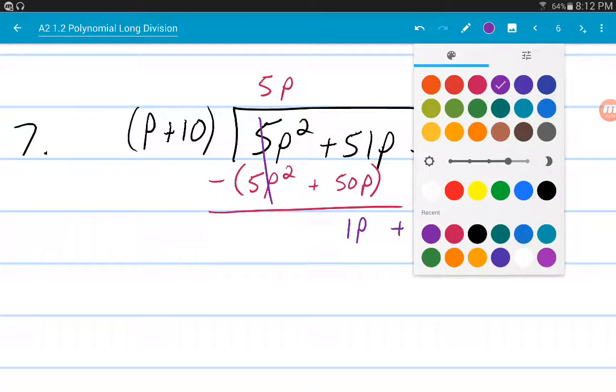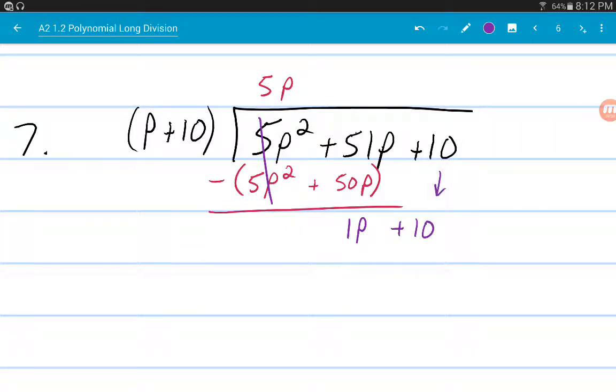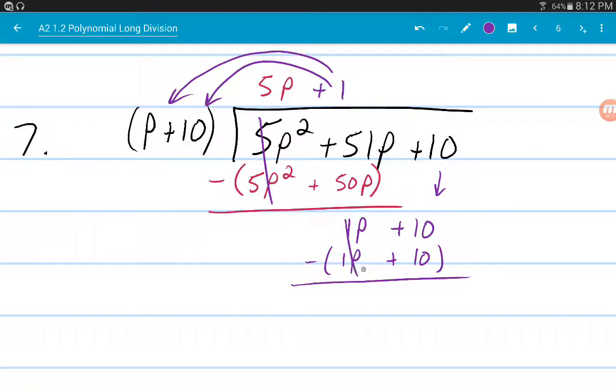That was one cycle. Now all we have to do is one more. P goes into 1p, 1 time, plus 1. Okay, we distribute that over. 1 times p is 1p, and 1 times 10 is positive 10. Parentheses and subtract, and they're both going to cross out and give me a nice remainder of 0. So my answer is 5p plus 1.